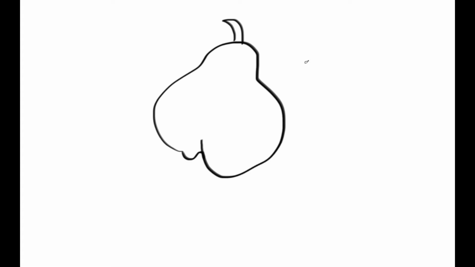Let's try a non-example. Here is a pear. These are not contour lines. Contour lines are solid, clearly defined, and they seal an area. Contour lines are combined with a variety of other types of lines to achieve a variety of different effects.